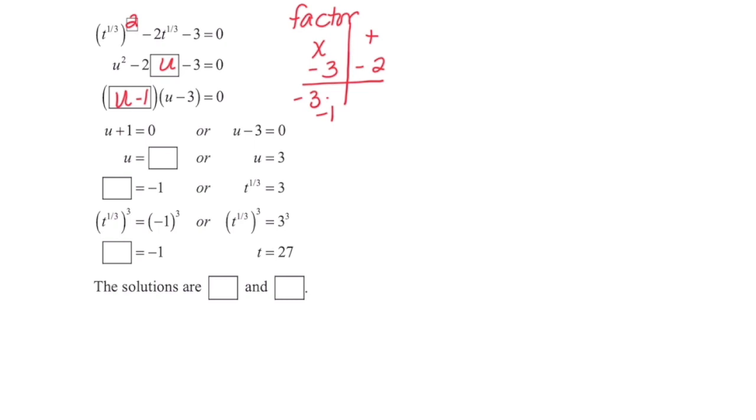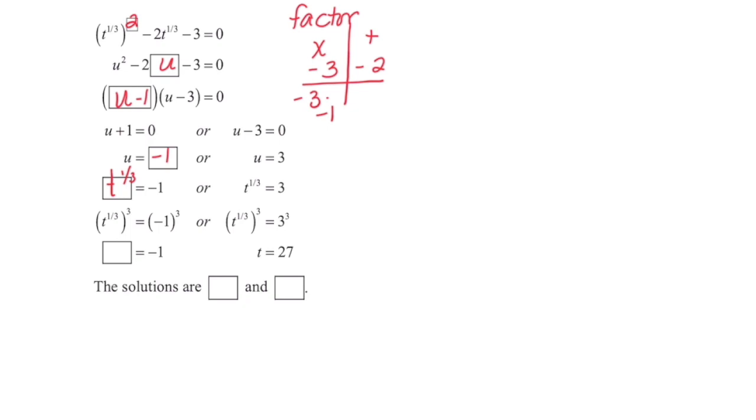Once it's factored, we can set each factored piece equal to 0. U plus 1 is 0, or u minus 3 is 0, giving us the results of u equals negative 1 and u equals 3. But we didn't solve for u. We need to solve for t. Remember that u is the same thing as t to the 1/3. So t to the 1/3 is negative 1, and t to the 1/3 is 3, replacing back the original variable.